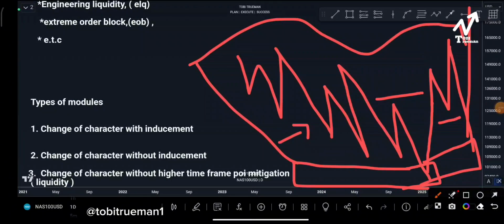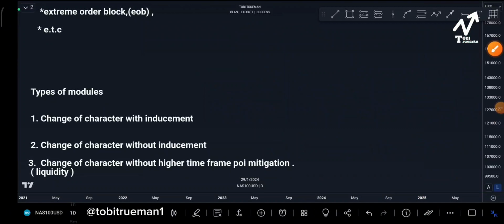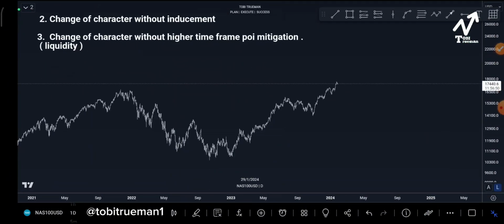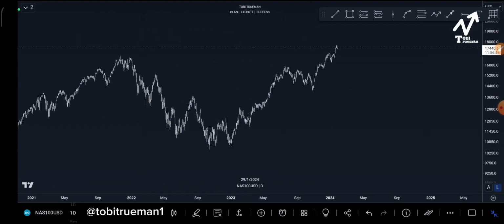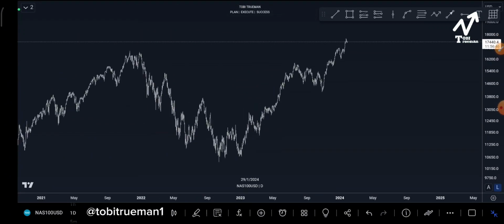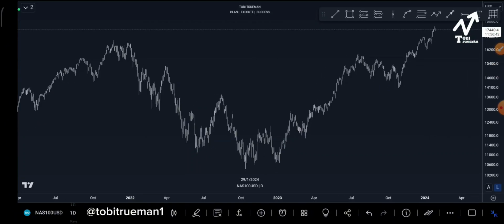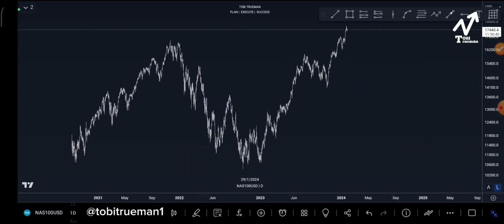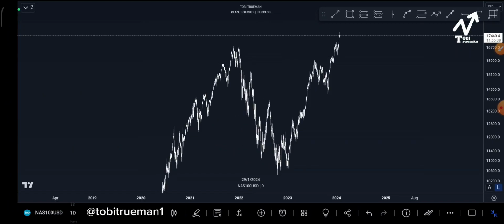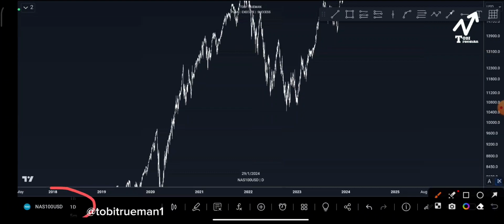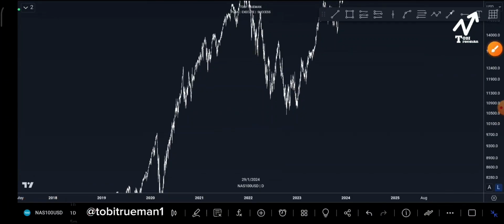Okay, now I'm going to go to the market structure mapping. I will try to fasten it up so that this video will not be long unnecessarily. What do you do if you want to mark out a structure? I'm looking at this pair, NAS 100. I don't usually trade it. I'm just only using it as an example.